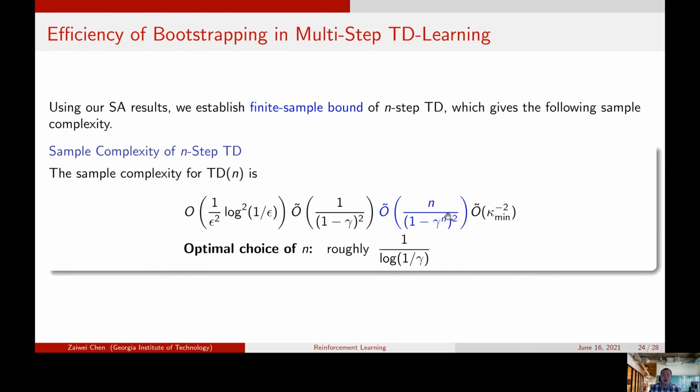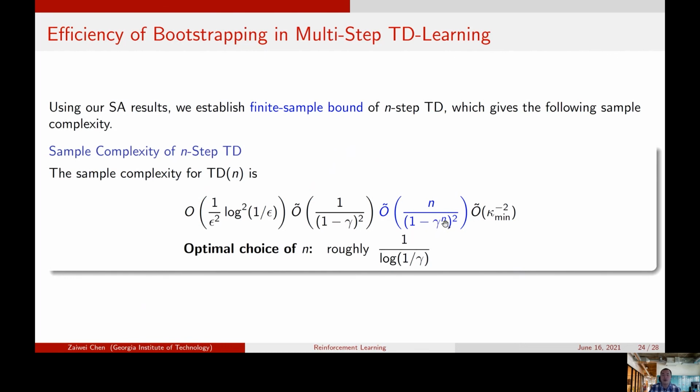But here we'll only focus on the term that's dependent on n, which is the third term, and it's marked in blue. So now we can clearly see a trade-off. So n appears linearly in the numerator, which means that we cannot choose n too large because it increases linearly. But also we cannot choose n to be too small. If n is very small, then the denominator becomes very small. In this case, the whole thing also becomes large.